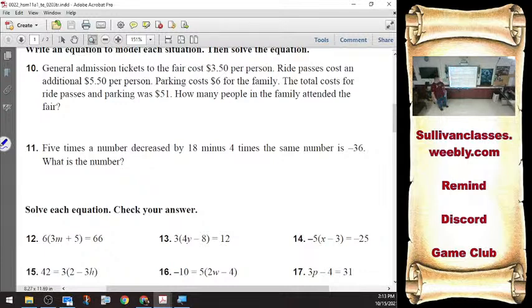5 times a number decreased by 18 minus 4 times the same number is. Holy smokes, they need commas in there. Okay. Is. What does that mean? Okay. So I know I got it equals negative 36 here. 5 times. So as soon as I say 5 times, that means the next thing that I talk about is what I'm multiplying 5 by. But they say a number decreased by 18 minus 4 times the same.